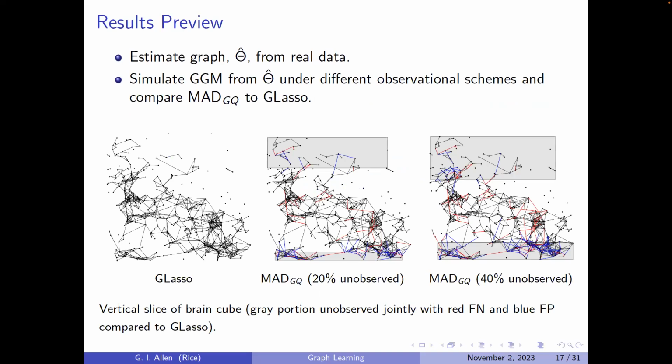The experiment was done in horizontal slices, but we're showing you vertical slices here, oriented horizontally, so it's a little confusing. This is the graphical lasso. What you recover, you definitely see that small world structure. This is with 20% missing and 40% missing. You do see there are false positives and false negatives, but overall the graph structure is still preserved. You still see some of the major structure in the graph there.